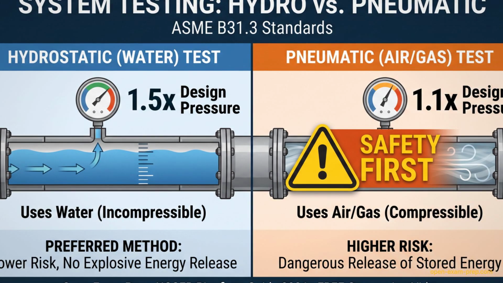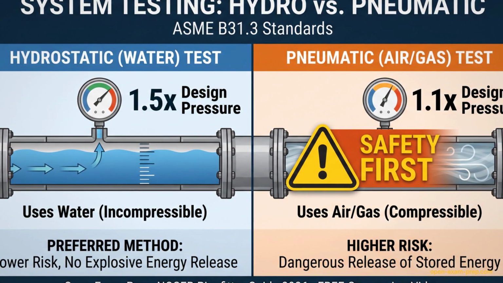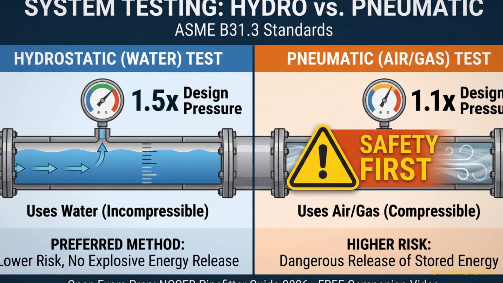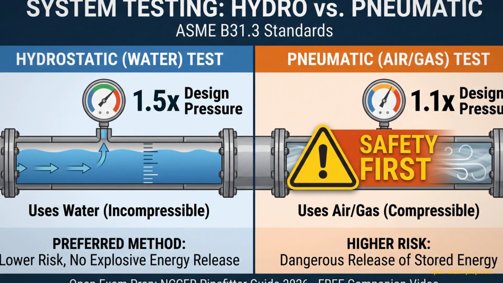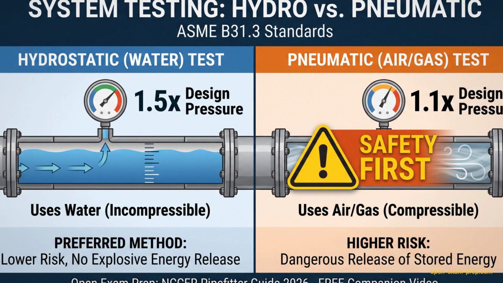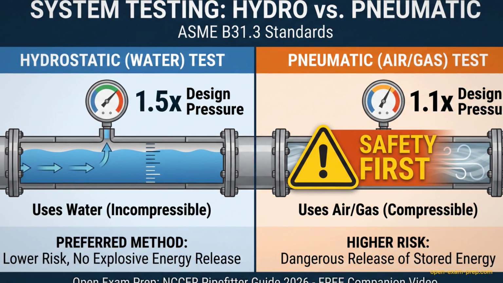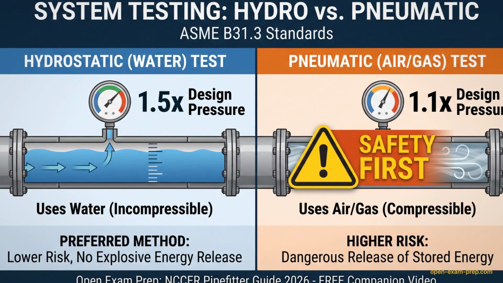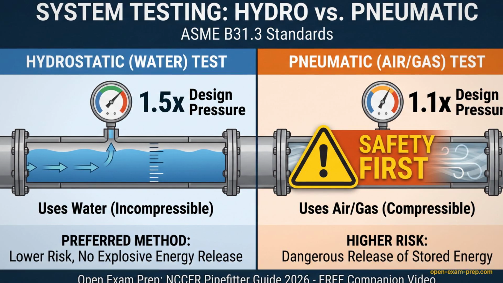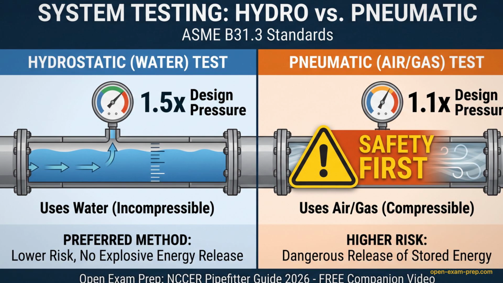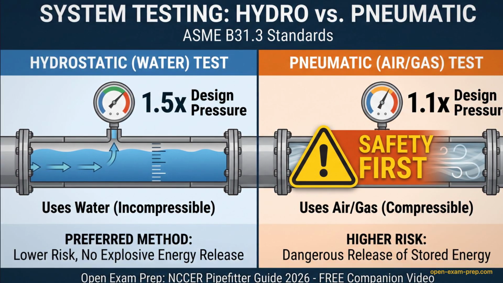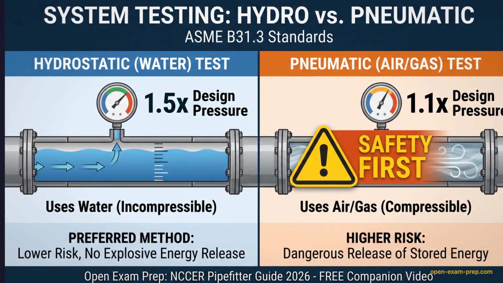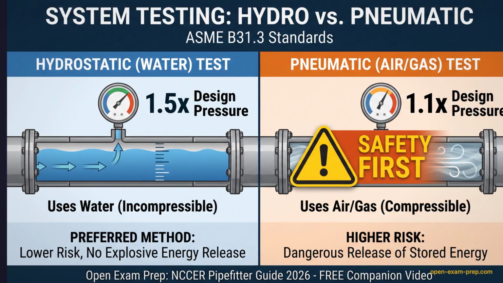Finally, the exams cover testing piping systems. You must know the difference between a hydrostatic and a pneumatic test. A hydrostatic test uses water and is typically performed at 1.5 times the system's design pressure, as specified by ASME B31.3. A pneumatic test uses air or an inert gas, usually at 1.1 times the design pressure. Hydrostatic testing is preferred because water is incompressible and therefore safer. A failure during a pneumatic test can be extremely dangerous due to the stored energy in the compressed gas.